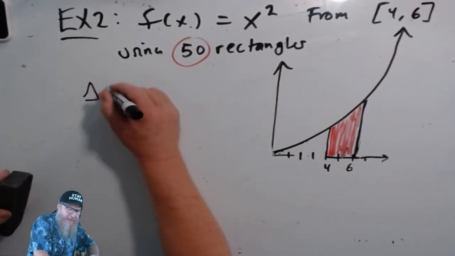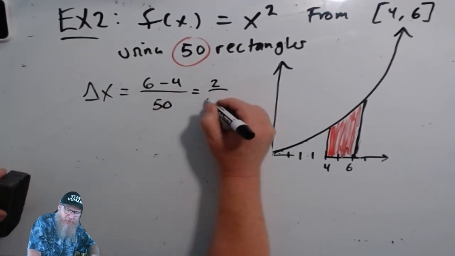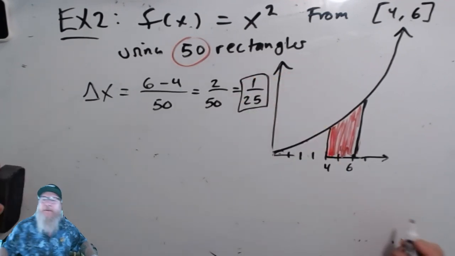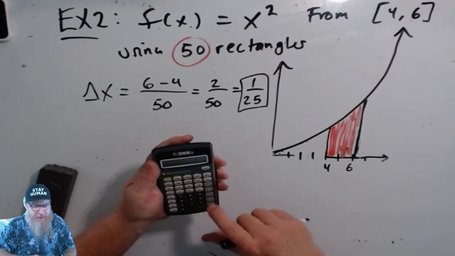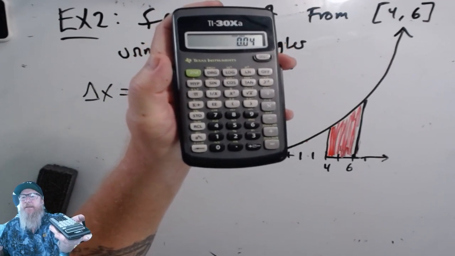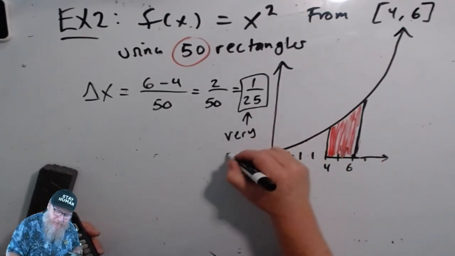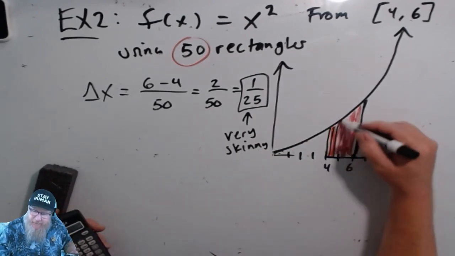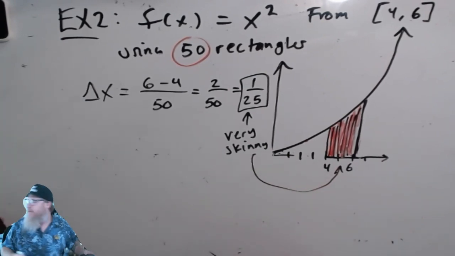Okay, so what's delta x? Delta x is 6 minus 4 over 50, which is 2 over 50, which is 1 over 25. As a decimal, look how small that is. 1 divided by 25, it's 0.04. So very, very, very skinny rectangles. So skinny, I'm not even going to try to draw them. All right, there's your delta x.